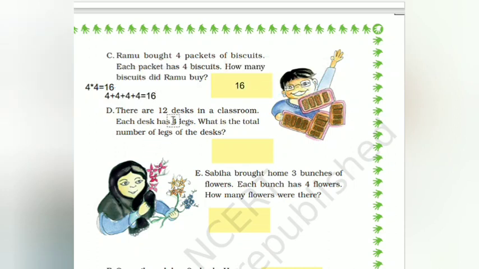Then there are 12 desks in a classroom. Each desk has 4 legs. What is the total number of legs of the desks?